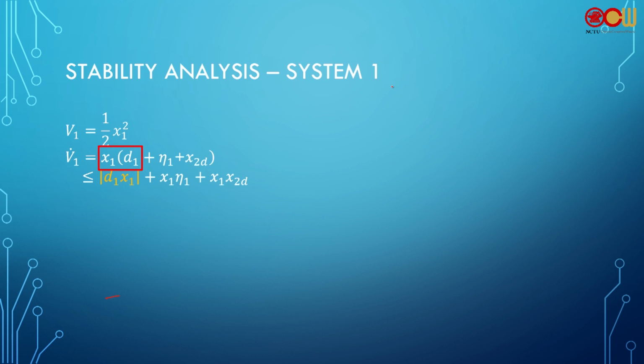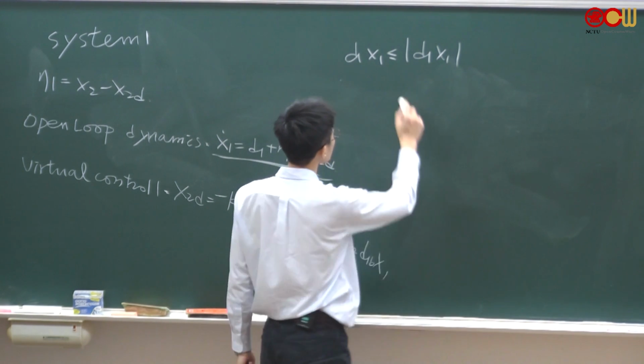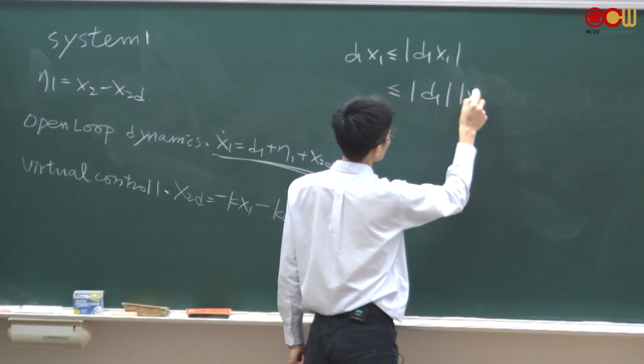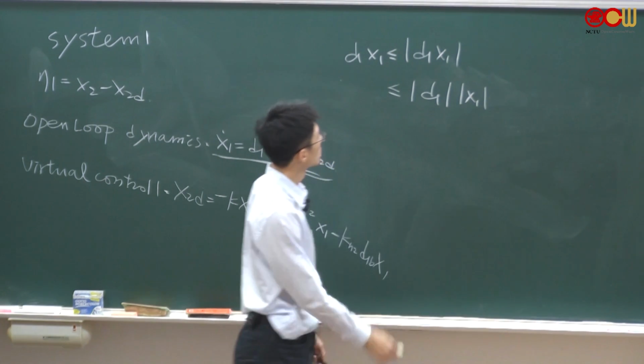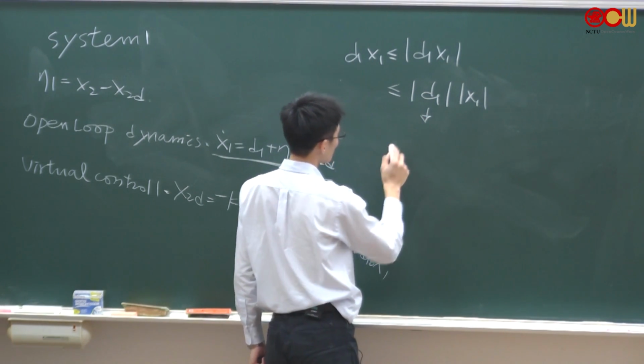In here, because D1 is a disturbance, it is unknown. We need to upper bound the unknown terms. The way is to put an absolute value on the product. For the rest, it's just the same. A product can be upper bounded by its absolute value. This can be further upper bounded by this. Next, this term can be upper bounded.